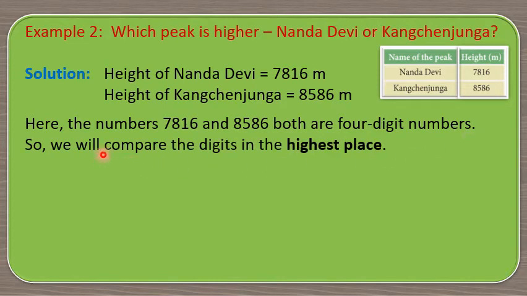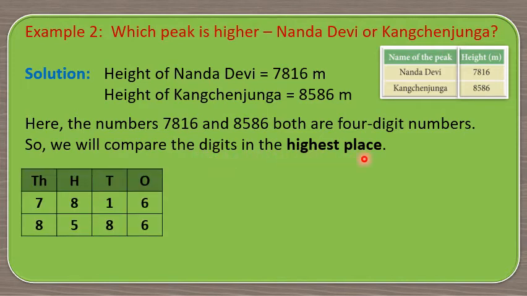So we will compare the digits in the highest place. For that, we will write down the given numbers in this format in a table like this. Here this number 7816 is the height of the mountain Nanda Devi, and the other number 8586 is the height of Kanchenjunga.